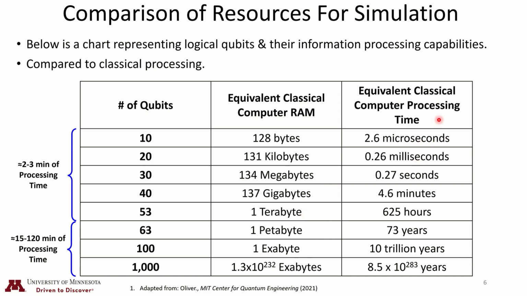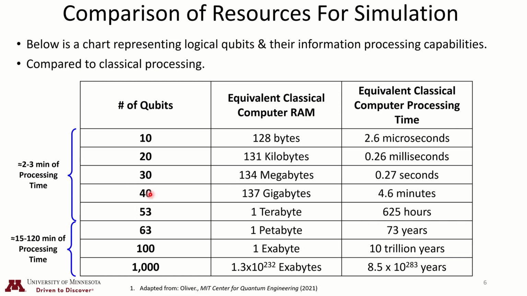Of course, for a classical computer, a CPU, you can do some kind of calculation on, for example, 128 bytes, and that can be done in roughly 2.6 microseconds. And if you wanted to process like maybe 137 gigabytes of random access memory on a classical computer, then that can be done within roughly 4.6 minutes or so. And that is fairly efficient.